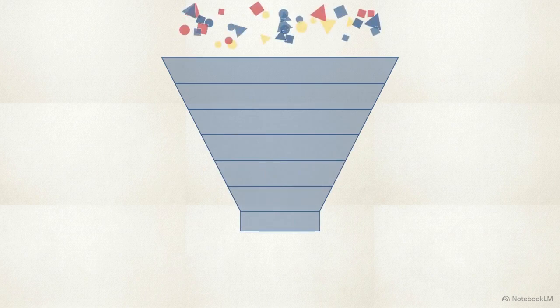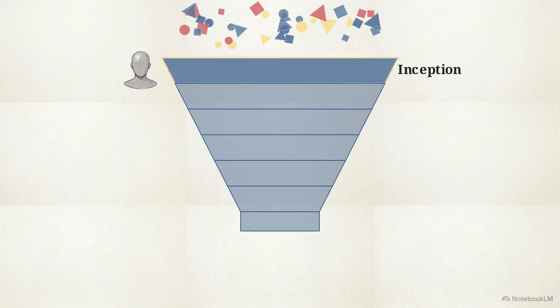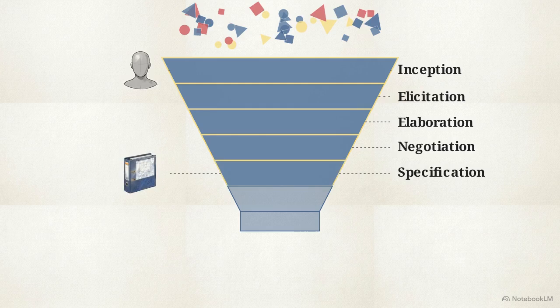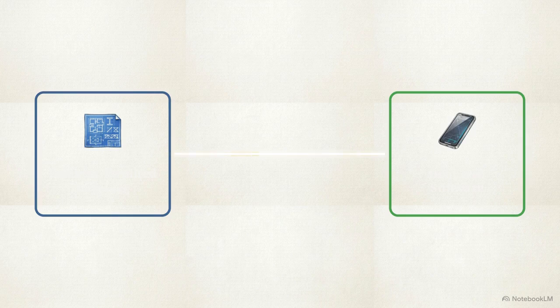Together, these steps form the requirements analysis funnel, distilling business needs into a technical blueprint. Inception defines the boundary. Elicitation gathers raw requests. Elaboration structures them into models. Negotiation prioritizes against constraints. Specification documents the compromise. Validation checks the math. Adhering strictly to this pipeline guarantees that the software delivered to the client is exactly the software required by the business.